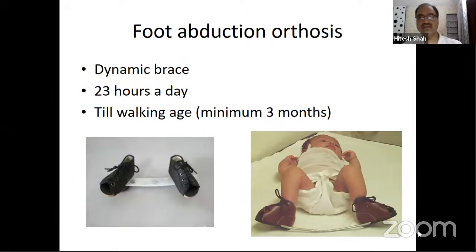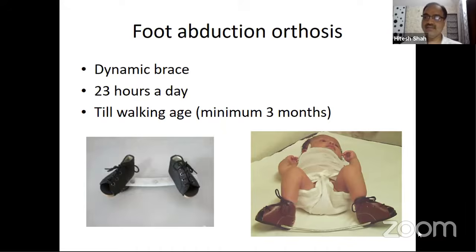The most important aspect of the Ponseti manipulation of clubfoot is the correction of the deformity and maintenance of the correction. The result would be excellent only if we are able to maintain the correction obtained by the serial manipulation and casting, followed by the tenotomy, only by the foot abduction orthosis. It is important to use the brace as a dynamic brace. It is used in the child 23 hours a day, and it should be continued till walking age.